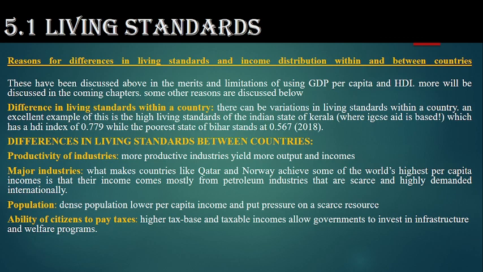Now, the reasons for a difference in living standards and the income distribution within and between the countries. We have two to three different reasons to differentiate between the income distribution within and between the countries. Number one is productivity of industries. If you have more productivity and people are buying more, that means they have a very good living standard.